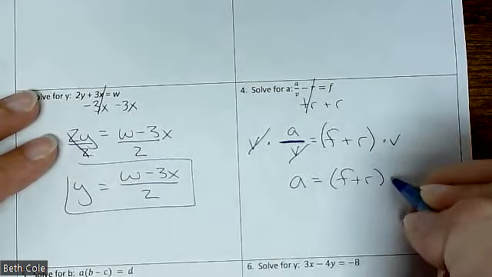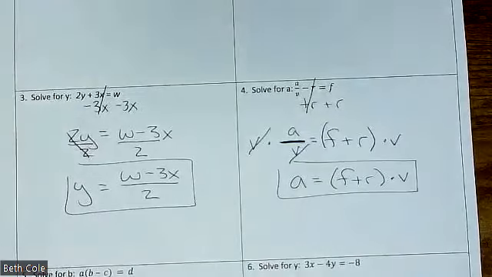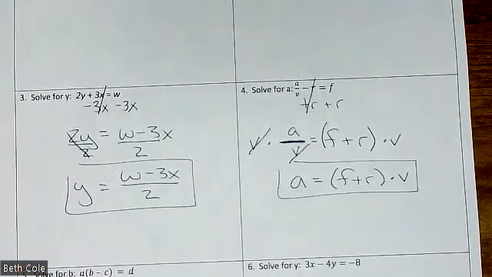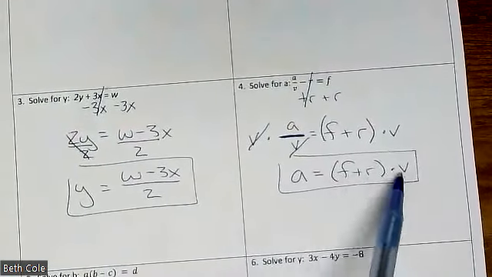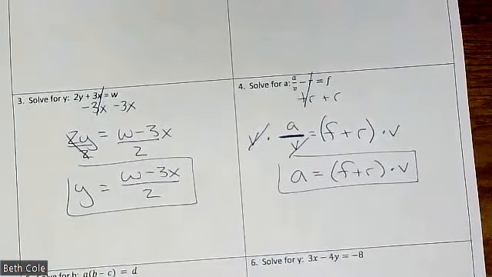F plus r times v. That's it. The only way you can mess it up is if you do something. I usually get asked there, do we need to distribute the V? No, do nothing. Don't do anything. Okay, I mean, I guess you could if you wanted to, but that's more work. Don't do more work.